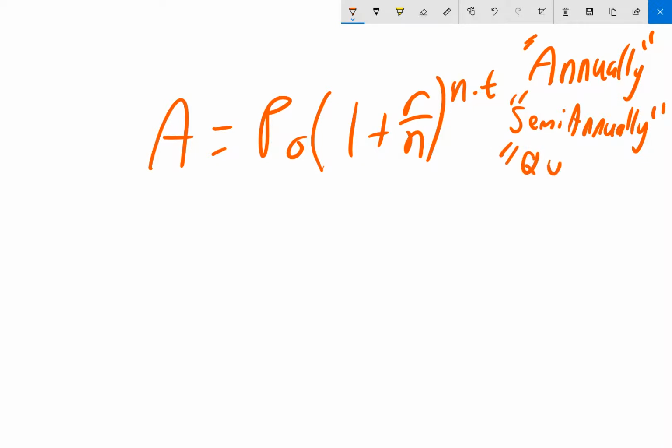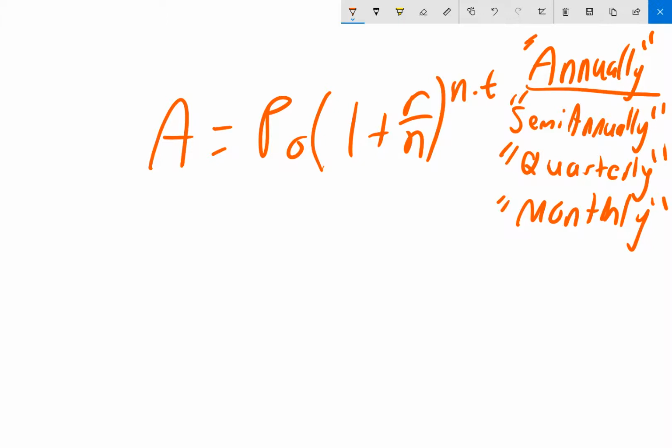It could be compounded quarterly, or it could be compounded maybe monthly, okay, etc. So what these mean is how many times it's compounded in a year. So if it's compounded annually, let me put a different color here so it stands out. Blue. It would be once a year.